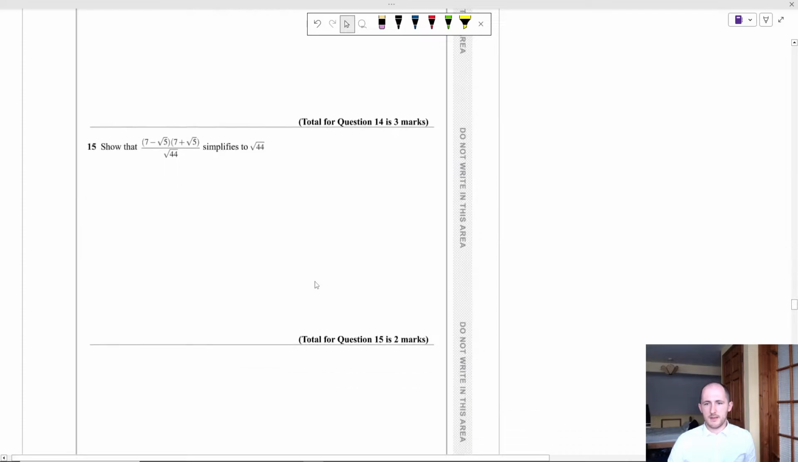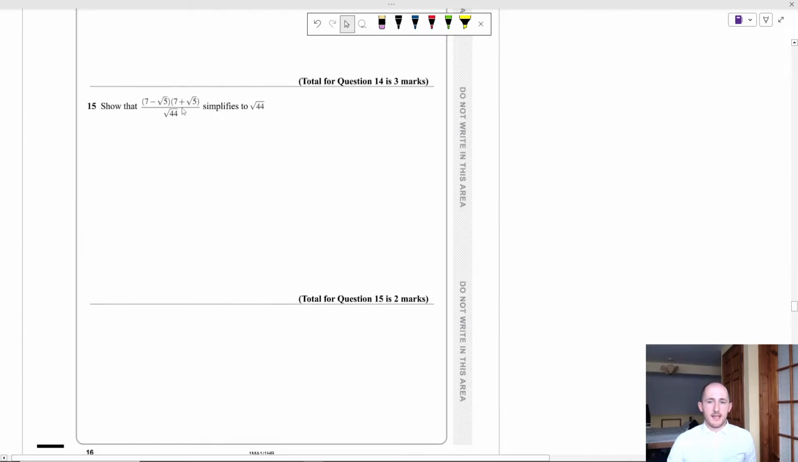Next question. This here is a rationalizing the denominator question. Not really much more than that. So the first thing I would do before doing the actual rationalizing the denominator, I'll just expand the top.